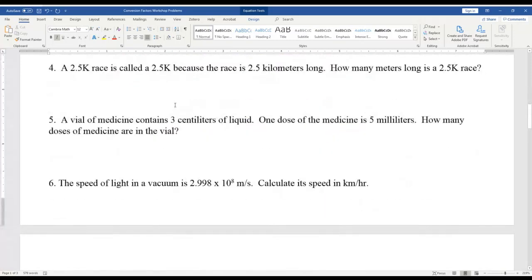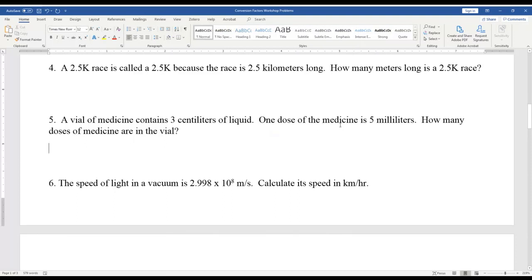So let's go ahead and take a look at number 5. This is more along the lines of pharmacology type problems, and you're going to see pharmacology problems come up on the HESI and some other nursing exams. I don't know if any of y'all are interested in pursuing anything related to that, but it's also useful for other things as well. But let's take a look at this next question. It says a vial of medicine contains 3 centiliters of liquid. One dose of the medicine is 5 milliliters. How many doses of medicine are in the vial?